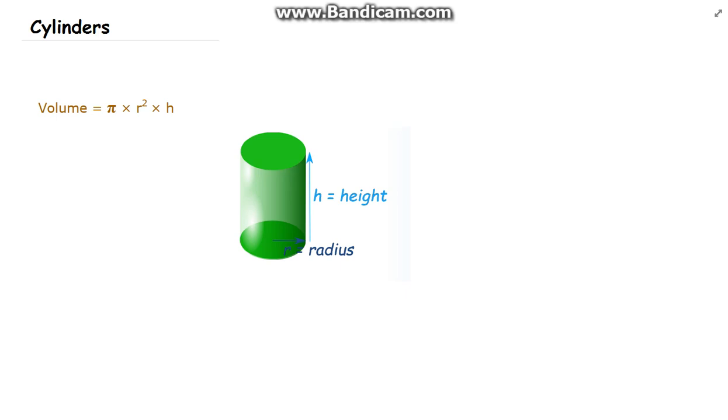Okay, so we're going to look at cylinders, their volume and their surface area. To start, for this video, it's going to be really straightforward. There's no finding unknowns or anything like that. The only unknown you will be finding is the volume of the cylinder or the surface area of the cylinder.